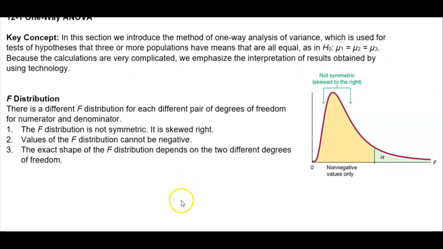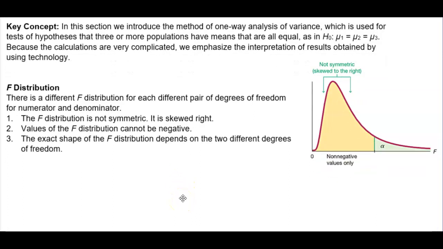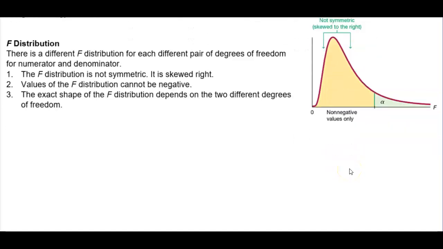Now, we have what we call the F distribution. There is a different F distribution for each different pair of degrees of freedom for numerator and denominator. The F distribution is not symmetric, it is skewed right, as you can see in the picture to the right. The values of the F distribution cannot be negative, and the exact shape of the F distribution depends on the two different degrees of freedom. So here we have alpha, which is going to be in the right tail, and again it's not symmetric because it's skewed right, and again our values are non-negative.